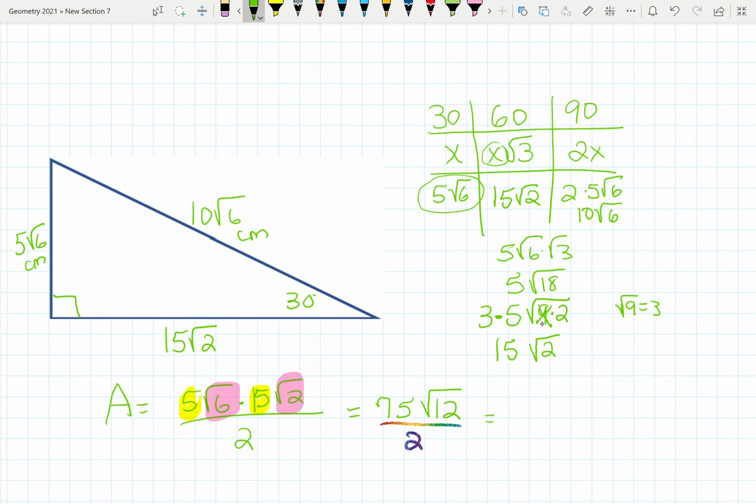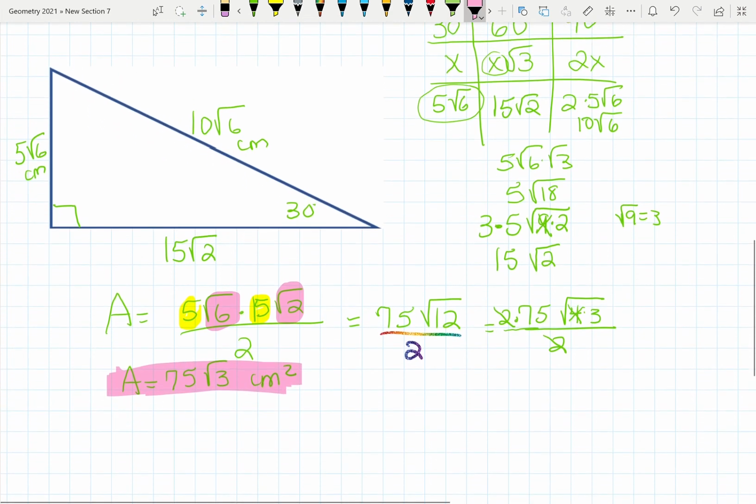But I can simplify square root of 12, because square root of 12 has a perfect square factor, which is 4 times 3, where 4 is the perfect square. I'm going to take the square root of the 4, that's a 2. So now I have 2 times 75 square root of 3 divided by 2. I'm going to simplify right here. Multiplying by 2 and dividing by 2 will cancel each other out. So my final value for area here is 75 square root of 3 square centimeters. So doing a little bit of radical simplification along the way just to review.